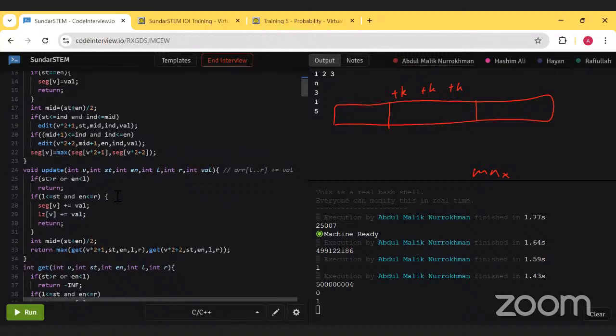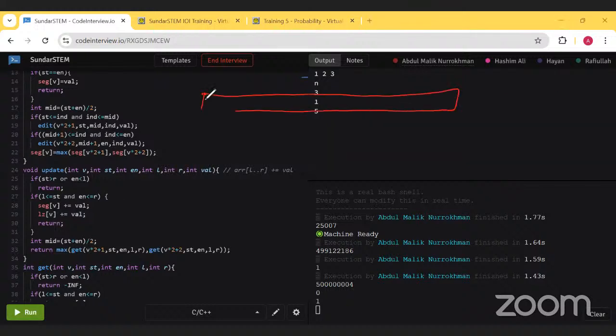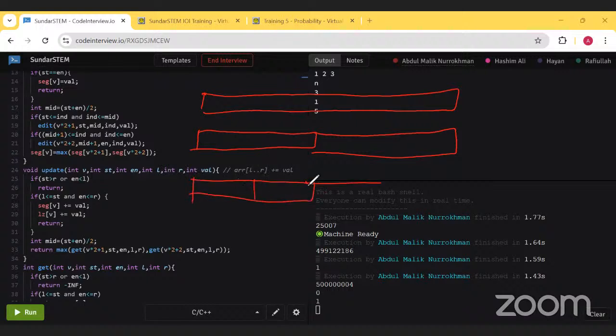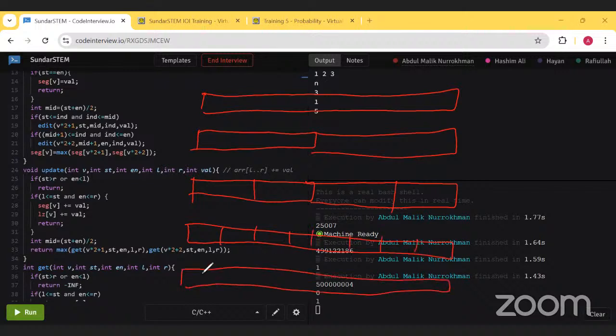So what is the concept of lazy? The concept is like this. If there's a segment tree, let's say there's an array with size n, and then we split it into two halves, and then each of them becomes two halves as well, and so on until it becomes atomic. Okay, let's say this is segment 3.